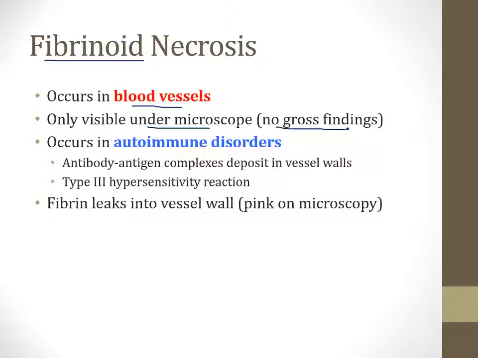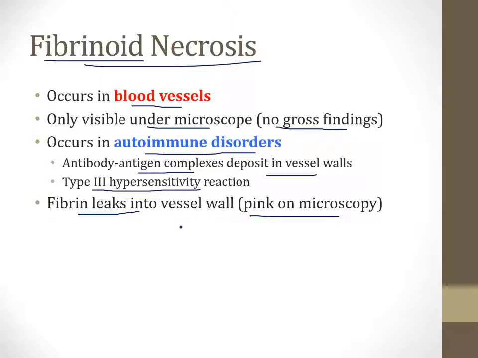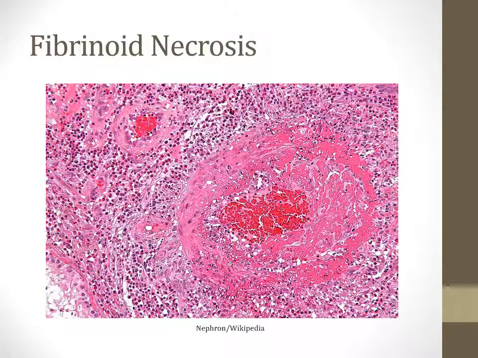The classic cause of fibrinoid necrosis is autoimmune disorders. In some autoimmune disorders, which I talk about in other videos, antibody-antigen complexes deposit in the vessel wall. This is an example of a type 3 hypersensitivity reaction. When this occurs, fibrin leaks into the vessel wall and gives a pink appearance on microscopy, and that's why this is called fibrinoid necrosis.